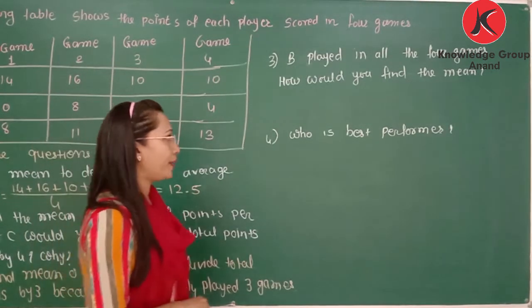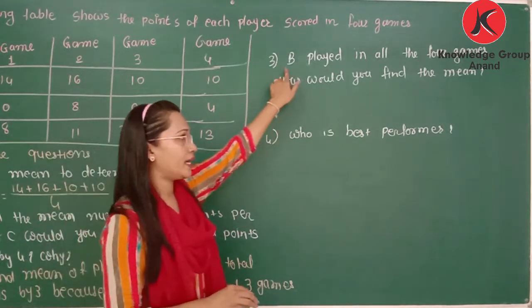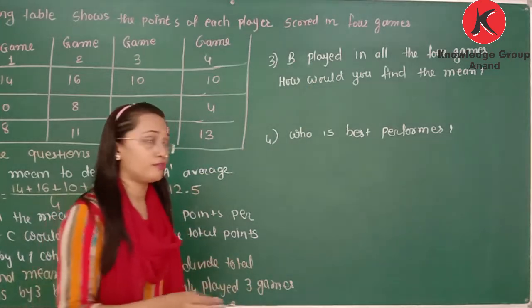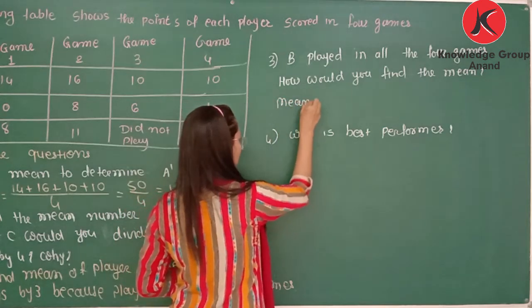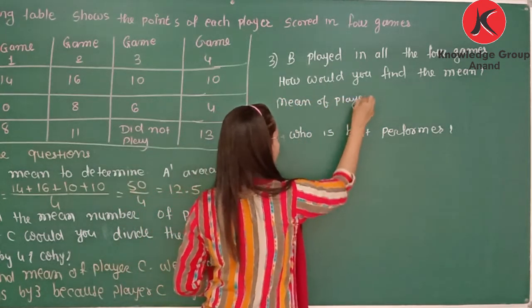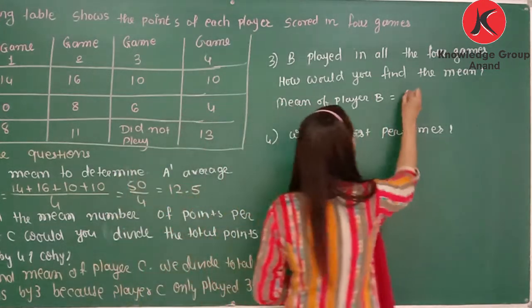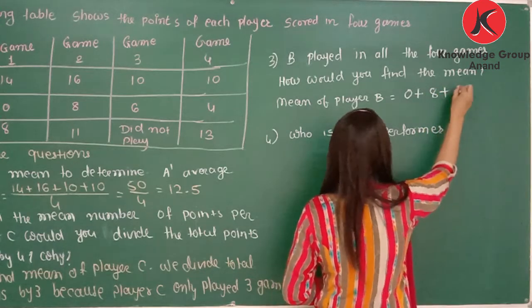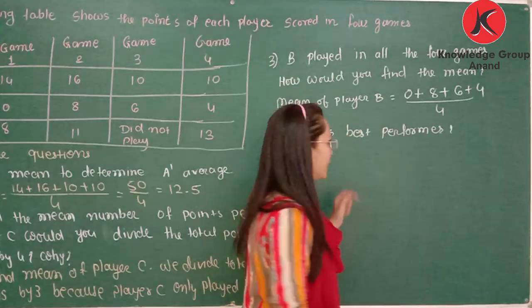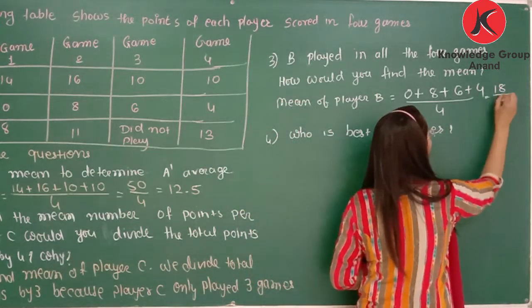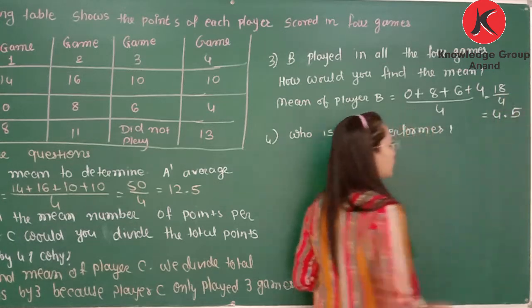Now player B played in all the 4 games. How would you find the mean? Player B played all 4 games. So for mean we will add all 4 scores. So mean of player B. So what are the scores of player B? That is in game 1 0, game 2 8, game 3 6 and game 4 4. Divide by 4. If we take out the sum, we will have 18 by 4. And if you divide 18 by 4, we will have 4.5.